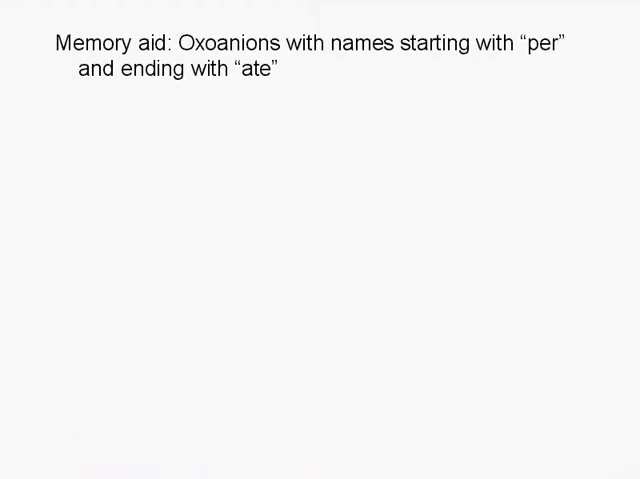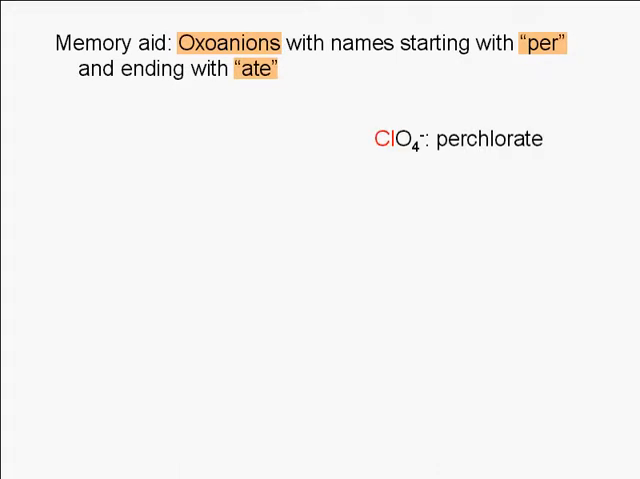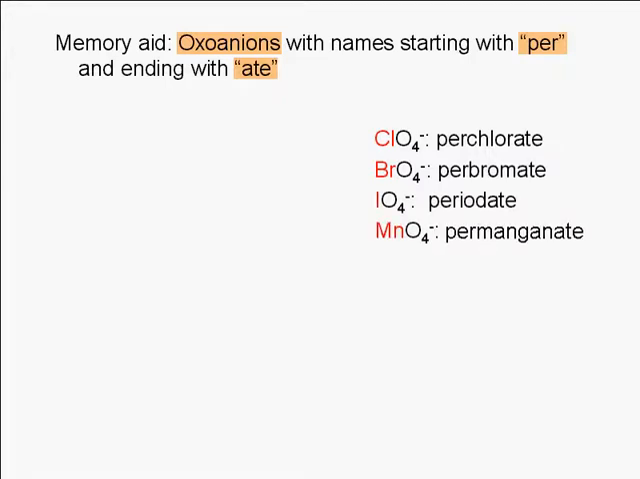Here's an example of a memory aid to remember oxoanions with names starting with per and ending in -ate. The most common ones you'll encounter are perchlorate, perbromate, periodate, and permanganate. All of these have 4 oxygen atoms and a charge of -1. You can try to form a word using the symbols for chlorine, bromine, iodine, and manganese.